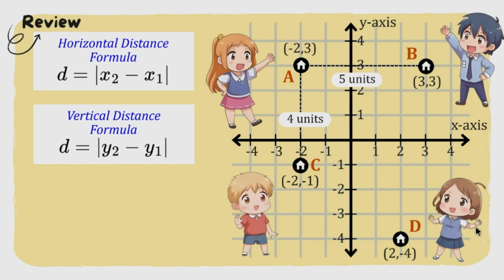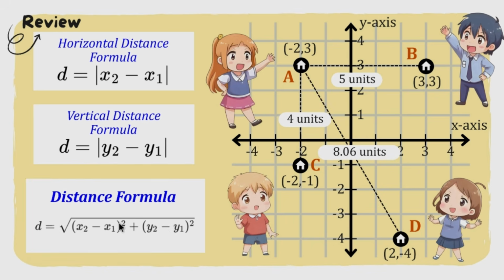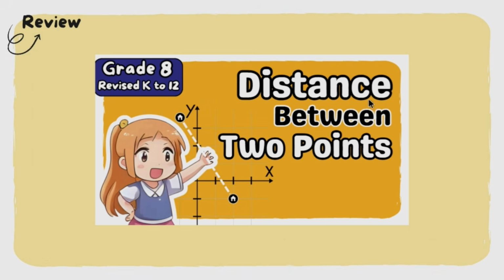And if it is diagonal, we are going now to use the distance formula, just like in the house of Anna and Dana's house, which is 8.06 units apart. This is done using our distance formula. At yung distance formula natin, pwede natin gamitin either kahit saan po, pwede sa horizontal or sa vertical din po siya, aside from the diagonal. So this is our universal formula in getting the distance of 2 points. So kung hindi nyo pa po napapanood yung ating previous video, mas magandang panoorin nyo muna yon before you continue with our lesson today.